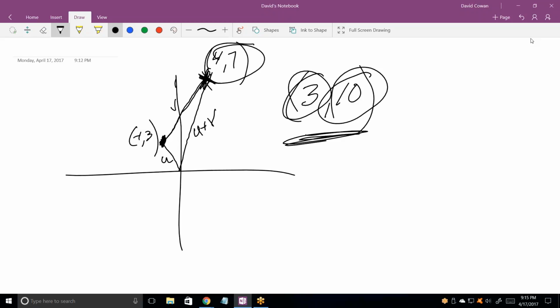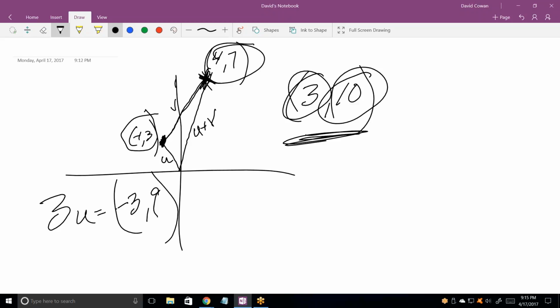A lot of vector problems are pretty easy. Adding vectors is easy. Multiplying by a scalar is easy. In other words, if I wanted to know what 3u is, that's -3, 9, because u was -1, 3. So 3u is 3 times each of those.